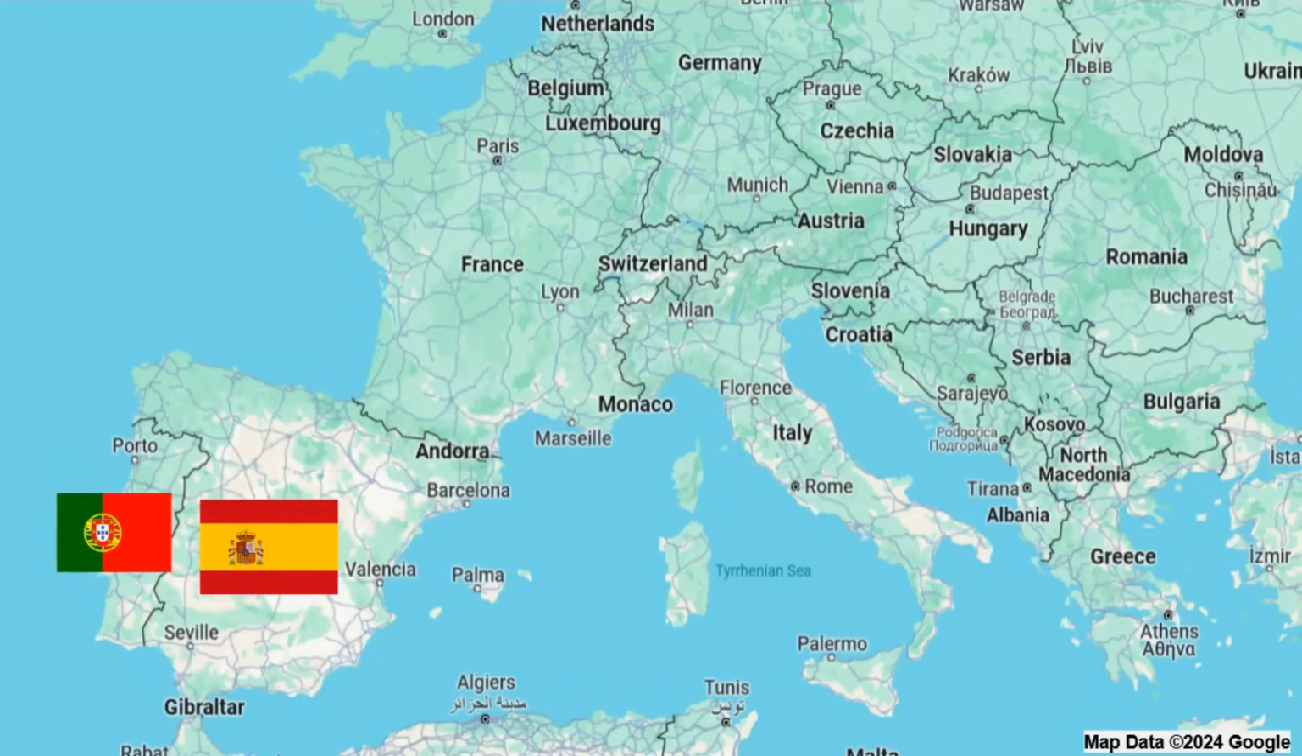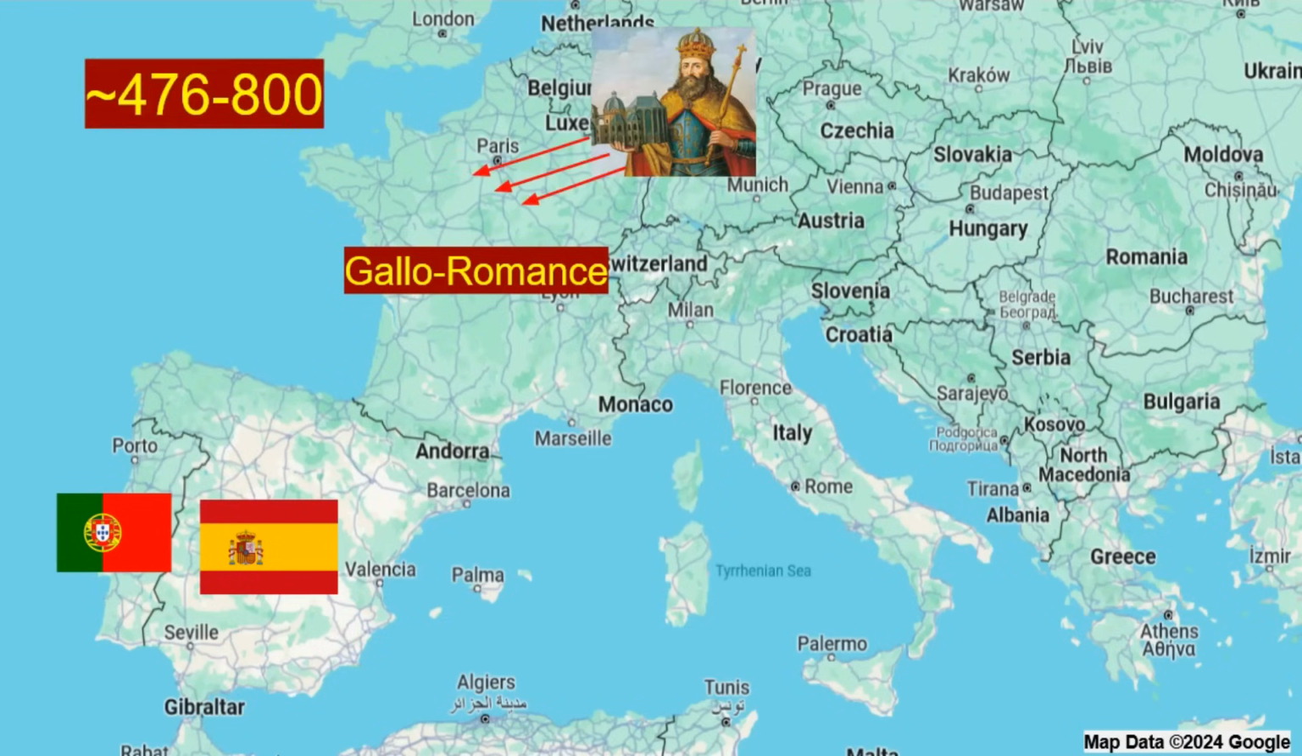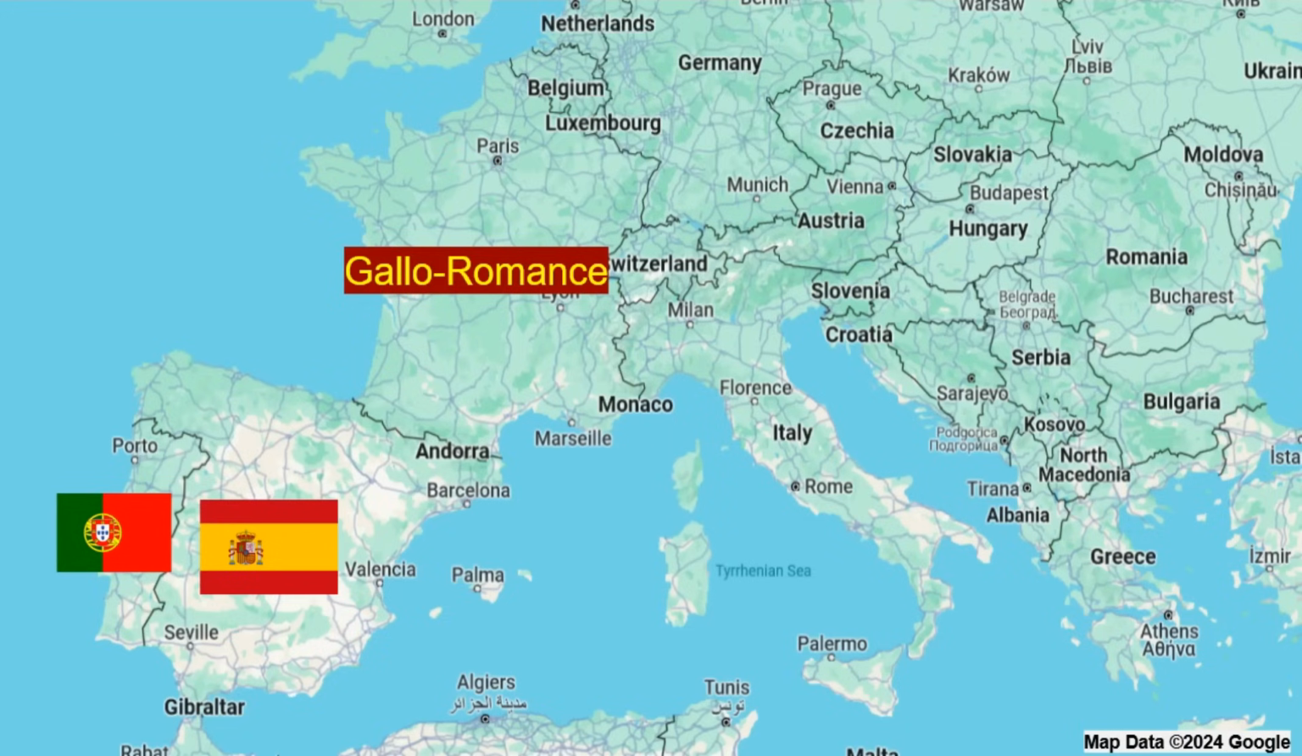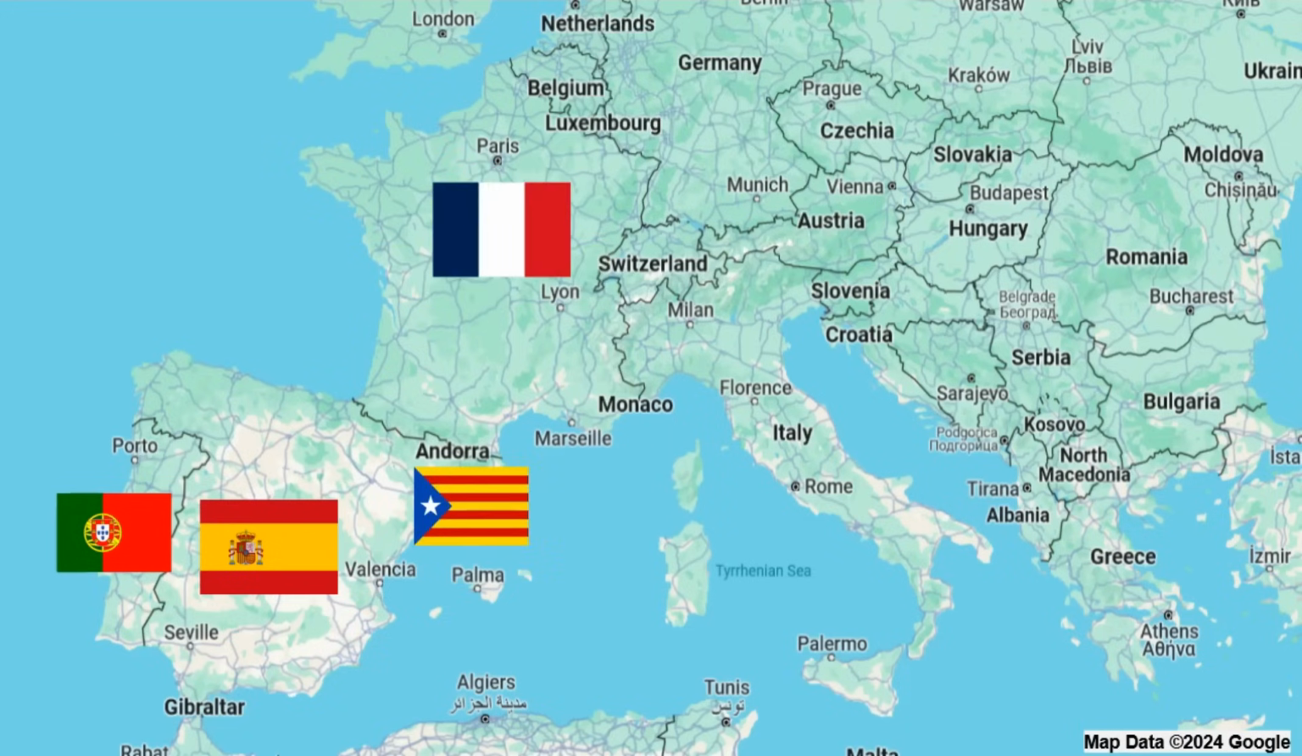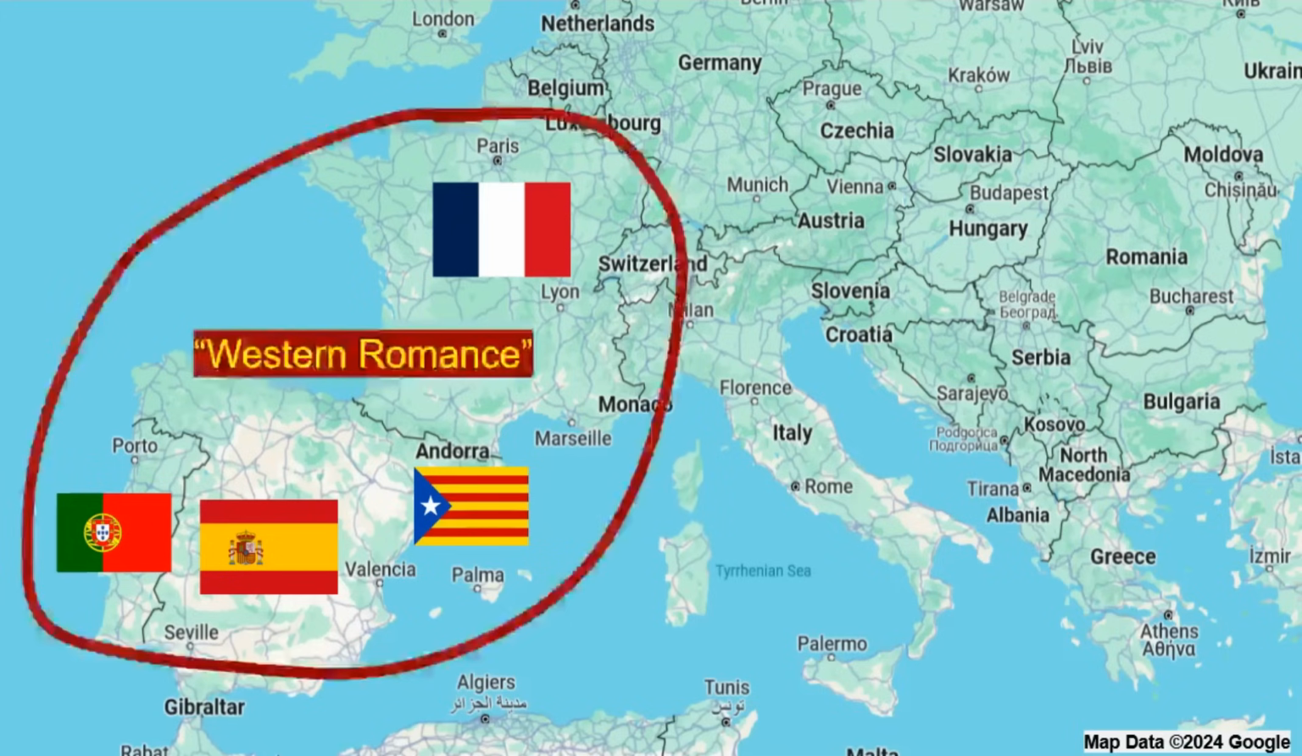other regional languages. Then there's Gallo-Romance, named after the region of Gaul. Especially in the north of the region, they got more Germanic influence due to the Franks, and you guessed it, the modern Gallo-Romance languages are French, Catalan, and some other regional languages. By the way, Ibero-Romance and Gallo-Romance are often combined into Western Romance by linguists.